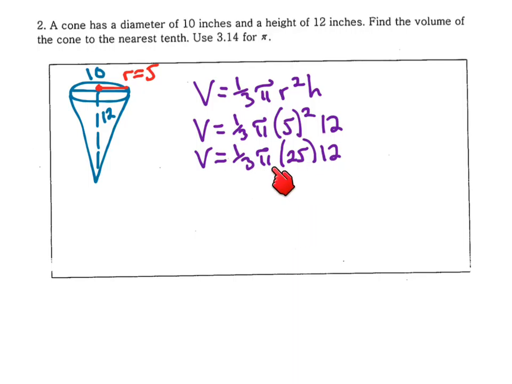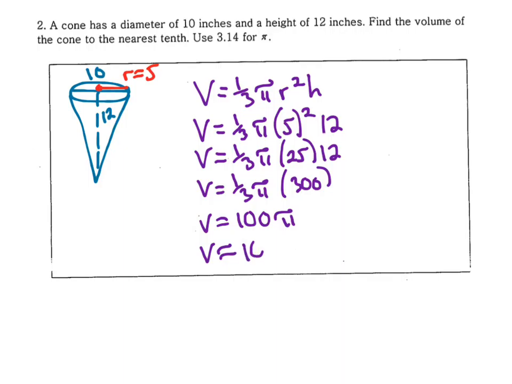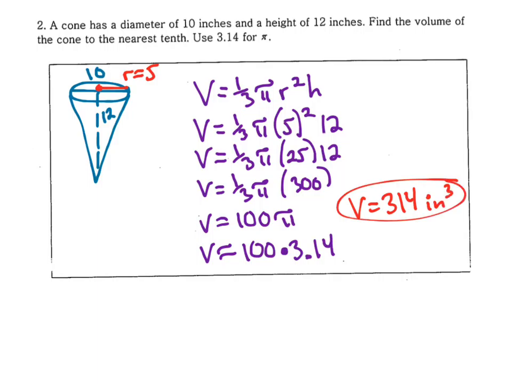1/3 pi times 25 times 12. Let's go ahead and take the order that we've been doing. 25 times 12 gives us volume is 1/3 pi times 300. And I can take a third of 300. That's fine. Volume equals 100 pi. Multiply that out. And again, I get volume is about 314 inches cubed. Look at that. I messed up. It's about 314 inches cubed. All right. Either way, you get the right answer.